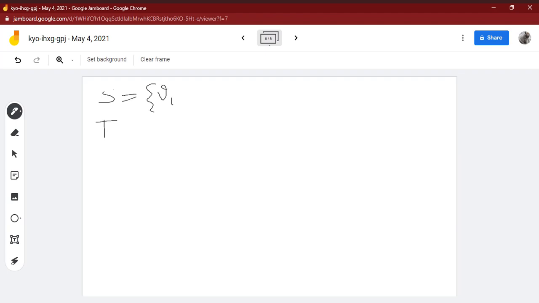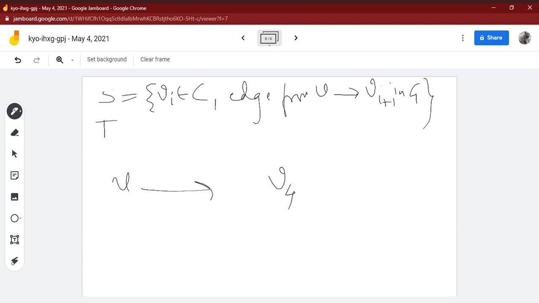S is the set of all those vertices Vi from C such that there is an edge from U to Vi plus 1 in G. If there is an edge from U to Vi plus 1, then Vi is an element of S. So suppose there is one edge from U to V4, then V3 belongs to S. Understood? In this way the set S is constructed.